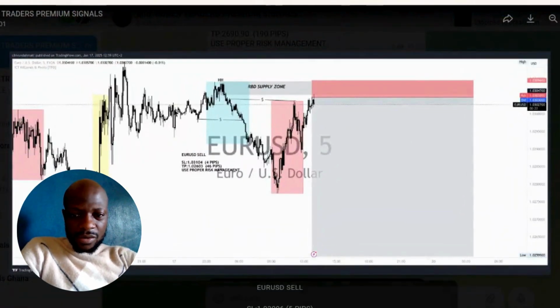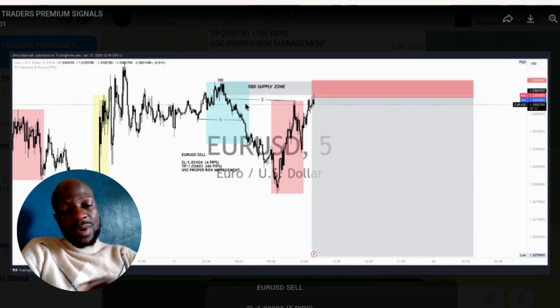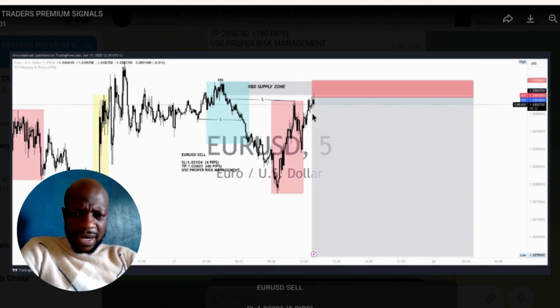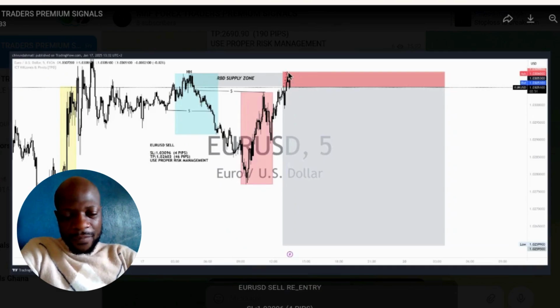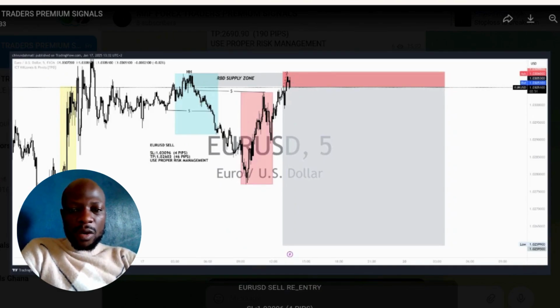It was a nice rally base drop supply zone with a break of structure to the downside. We also had equal highs which were left behind right here. And once the market came to this area, we were able to take our trade. And then soon after we took our trade, the market went back and actually took us out, as you can see from here. So we were able to send a re-entry on EURUSD.